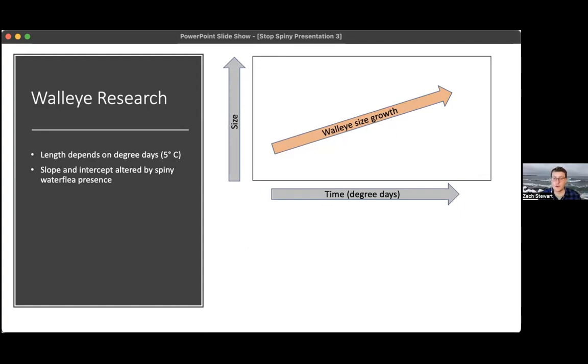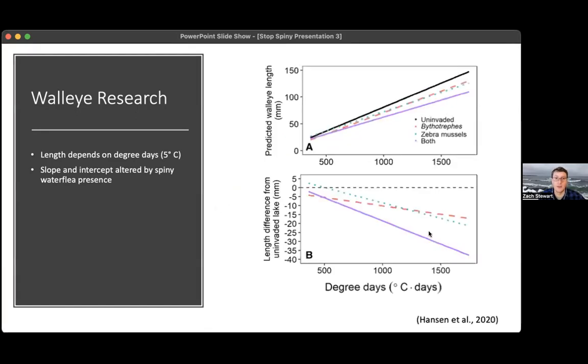And as we all know, not many things grow real fast up here during the cold winter. So we only count those degree days above a certain temperature. And then this orange arrow represents what we're going to expect to see in walleye growth over time, right? A walleye is born and then it feeds, it grows, and the more warm, productive degree days that it lives through, the bigger it can grow. So now here's the actual data from the study.